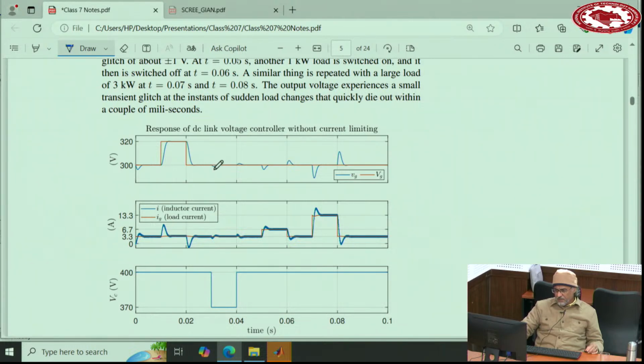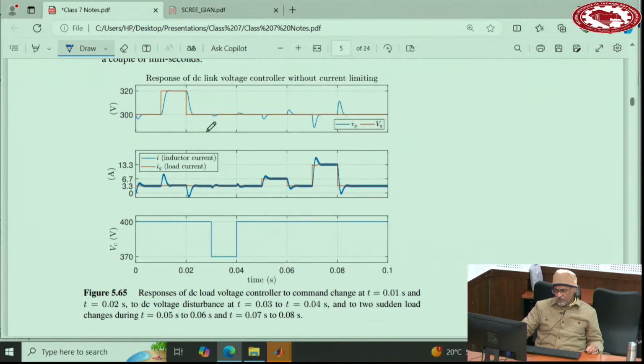And here, let me see what kind of disturbances I have applied. At this point it's clear, because I have applied a disturbance on the left side. The voltage drops from 400 to 370 and then back again to 400, and you see almost no change, a little glitch, and that's it. Very robust.